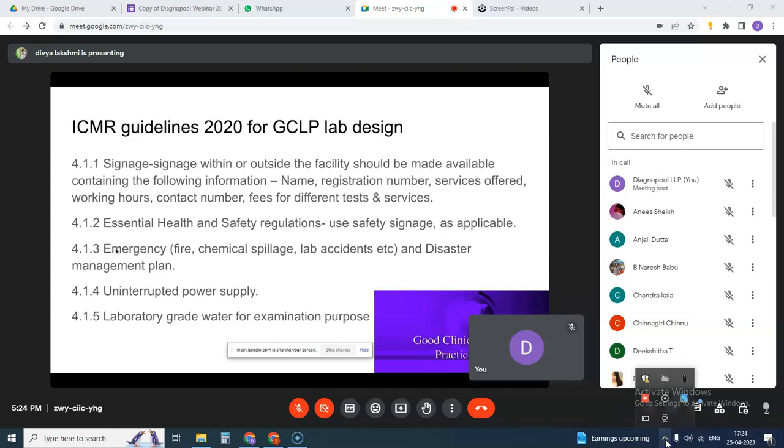posted. An emergency and disaster management plan should be available in case there is any kind of chemical spillage or fire or any kind of accident in labs. So the management plan should be readily available. Uninterrupted power supply, again, is very important. Laboratory grade water for examination purposes. The TDS of the water supply for most of the automated machines is very important. So maintain laboratory grade water.